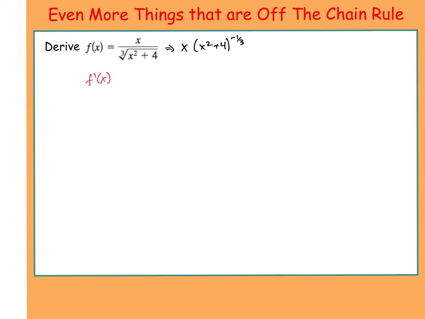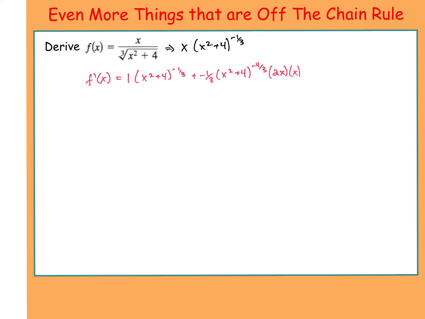F prime. What rule are we going to use again? The product rule. So the derivative of my first is 1. And then I have x squared plus 4 to the negative 1/3 power. Then plus the derivative of my second. So what gets brought out front? Negative 1/3. And then I have x squared plus 4 to the negative 4/3. Does anything pop out? Yes. A 2x pops out. And so that's the derivative of my second. And then times the what? The first. Well, what's my first? X. All right. Pretty good?